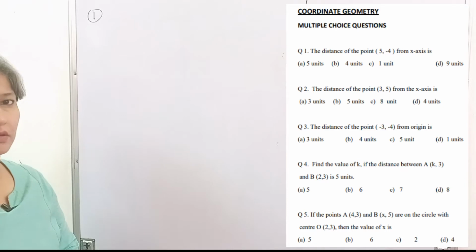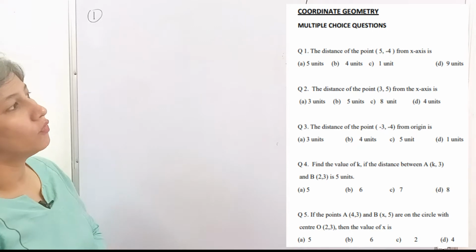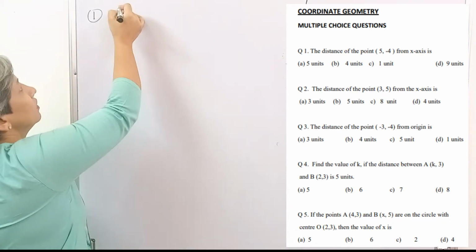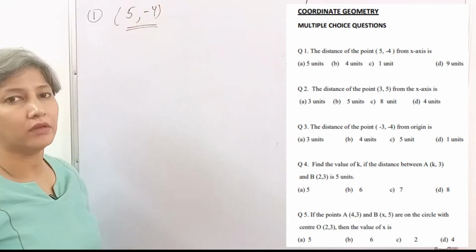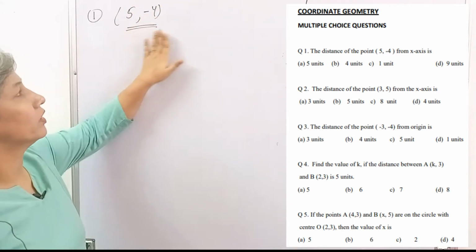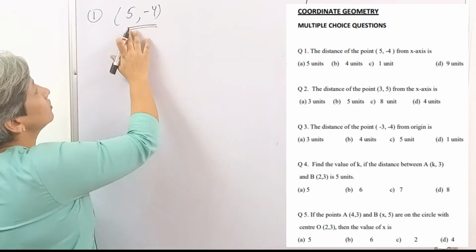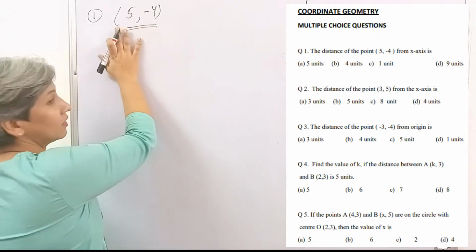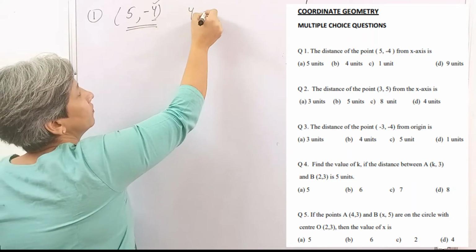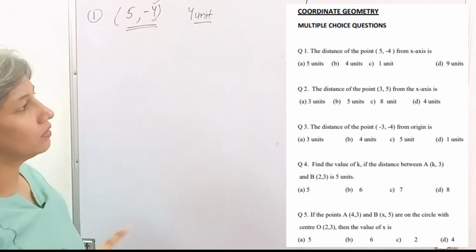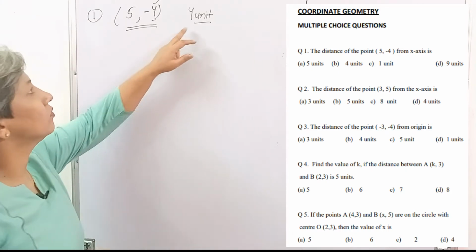Question number 1 is saying the distance of the point (5, -4) from x-axis is, what is the point? (5, -4), right? And you have to tell the distance of this point from x-axis. So remember what we did? We know distance of any point from x-axis is its y coordinate, that means 4 unit, right, which is B, option B. So 4 unit is the answer.